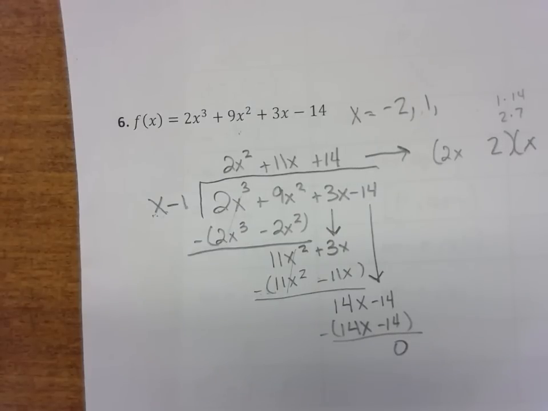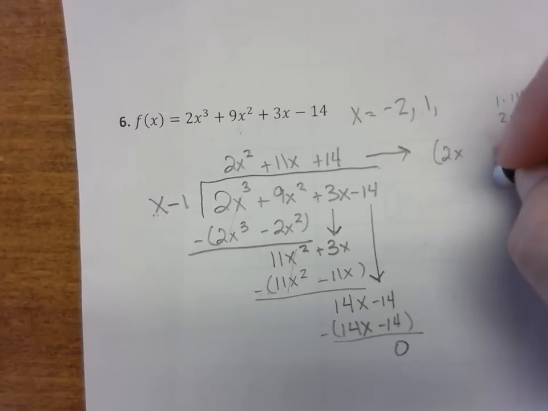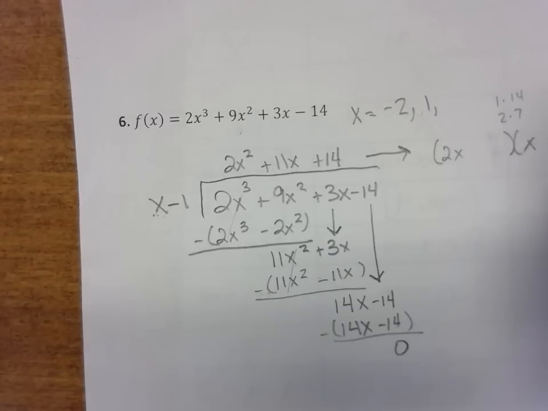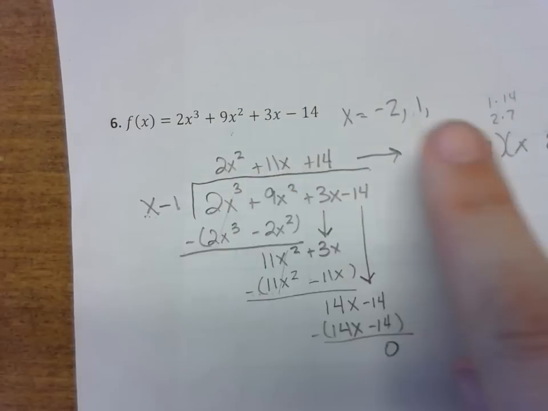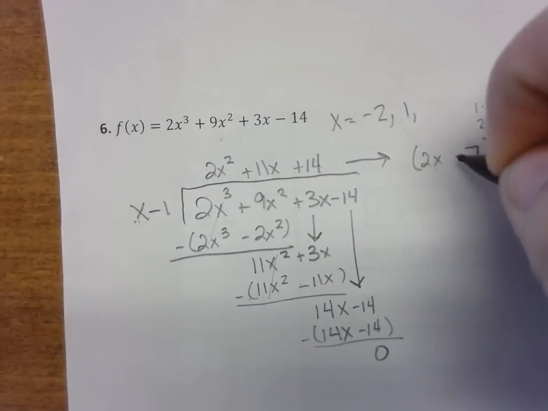Let me check my work, see if I did anything wrong. Oh no, I did this wrong. Okay, here we go. 2 and 7, there we go. 2x squared, that gives me a 4x and a 7x, which is going to give me the 11x. And the 7 times the 2 gives me 14. Okay, there we go. Plus and plus.